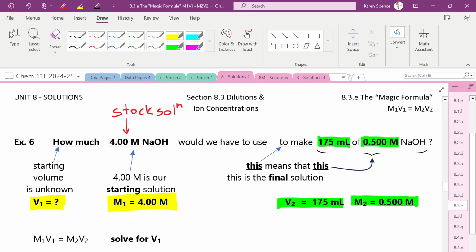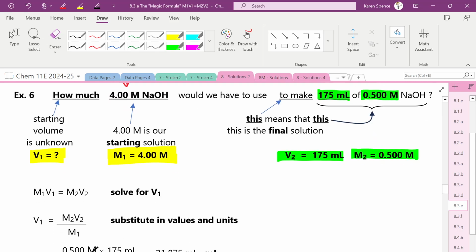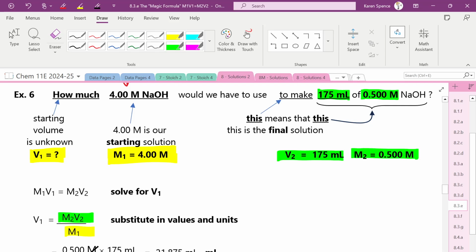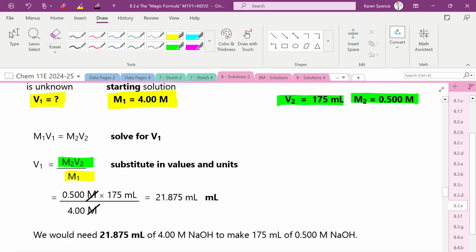So we would solve for V1, M2V2, and this time my green stuff is on top, yes? So I'd be like, okay, green goes on the top, yellow goes on the bottom, plug it in, solve it, and I get 21.875 milliliters. I don't know why there's a second milliliters there. I need to fix that.